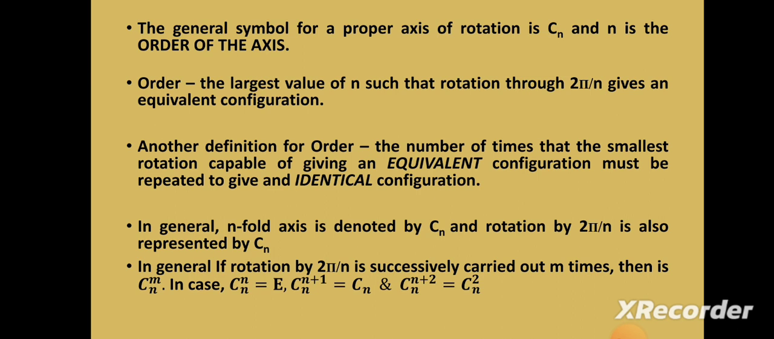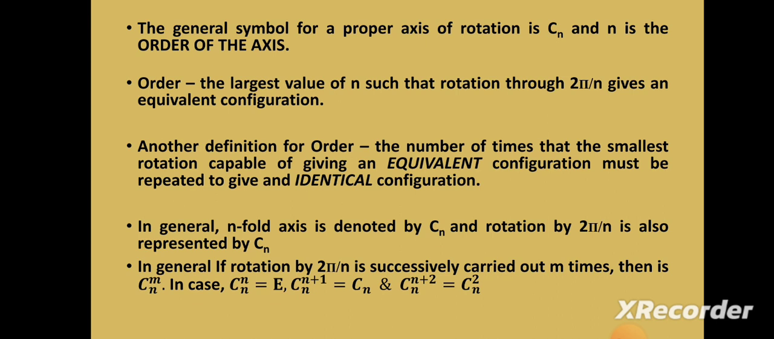The general symbol for a proper axis of rotation is Cn, where n is the order of the axis. So what is an order? Order is the largest number n such that rotation by 2 pi by n gives an equivalent configuration. As we discussed before, rotating the triangle by 2 pi by 3 resulted in an equivalent configuration. So this means n is equal to 3, or the order of the axis is 3. Another way of defining order is the number of times that the smallest rotation capable of producing an equivalent configuration must be repeated to give an identical configuration.